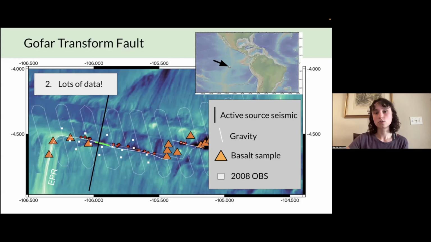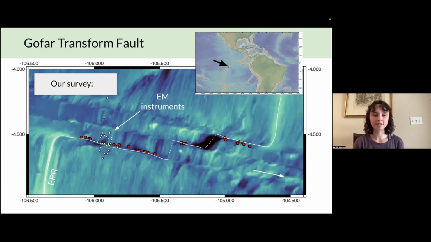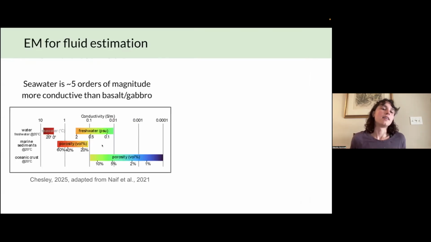So to these data sets, we are adding an EM survey. So these are our instruments. They're mostly focused on the rupture barrier, but they extend a little bit into the asperity zones on either side. And we chose to use EM to learn about the fluid in the fault zone because EM methods are sensitive to the electrical conductivity of the subsurface.